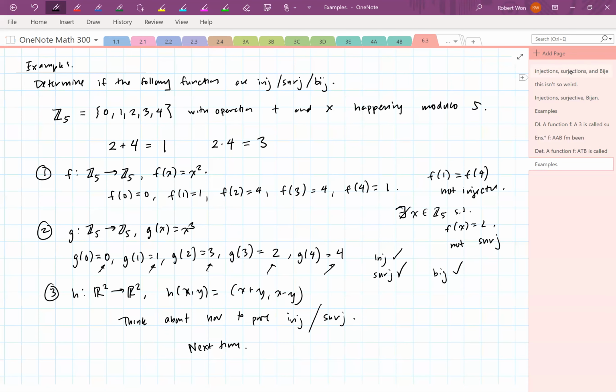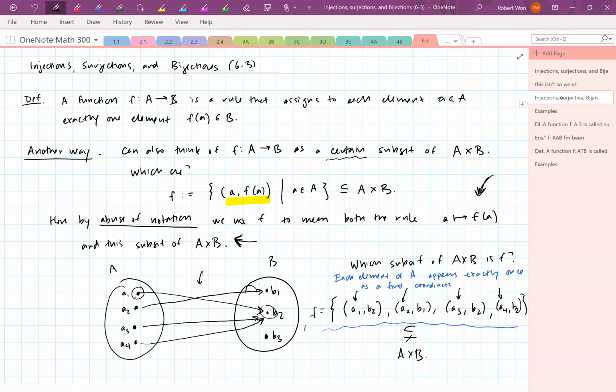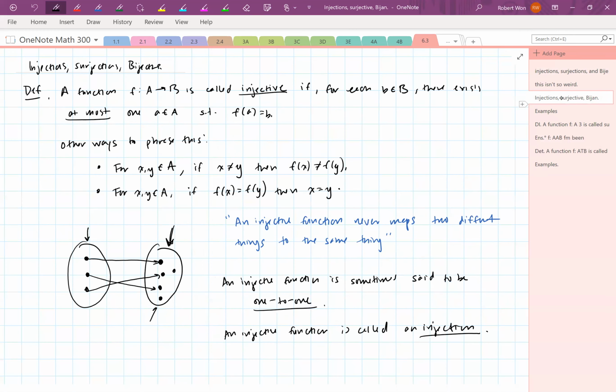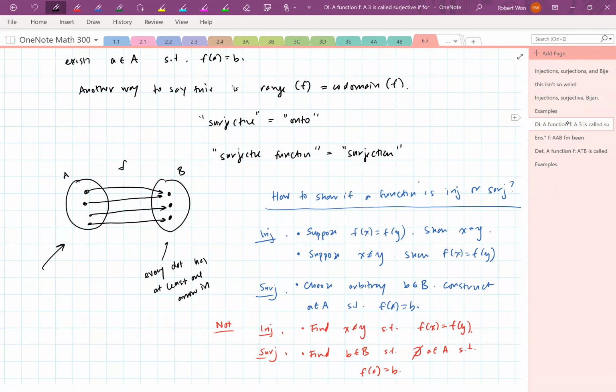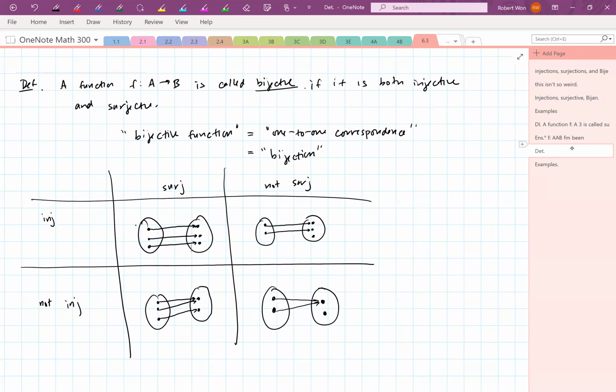Okay, so what do we do today? We talked about the Cartesian product representation of a function. Then we talked about injective functions. These are functions that never send two different things to the same thing. Surjective functions, which hit everything in the codomain, and bijective functions, which are both injective and surjective. Okay. See you next time.